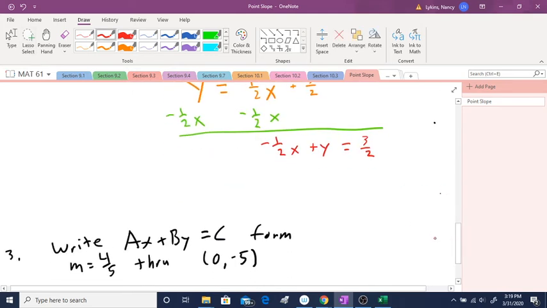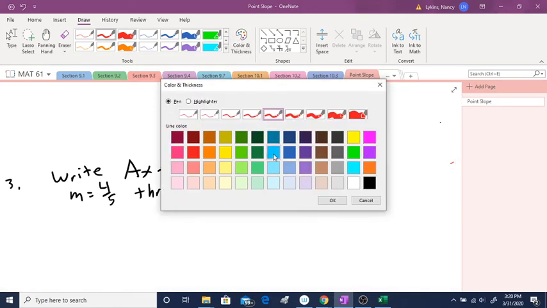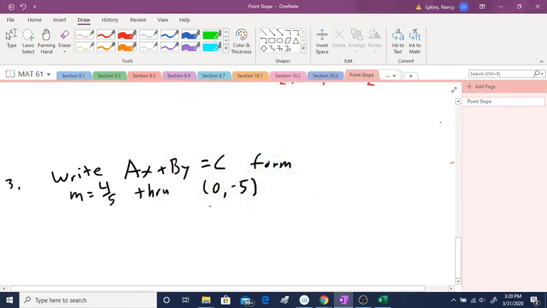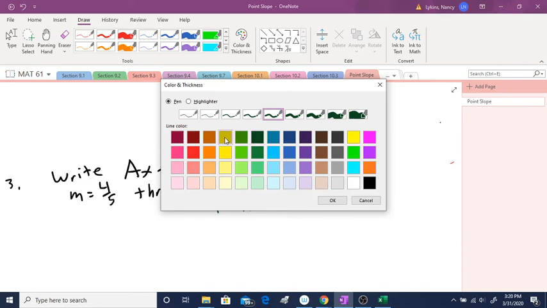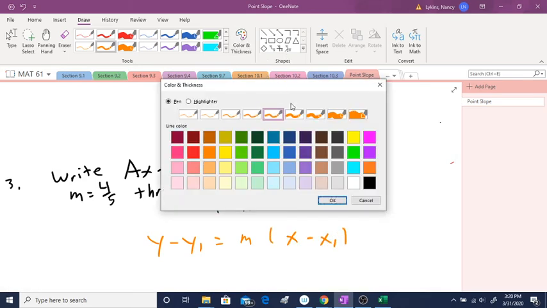Finally, still going to put it in this format. My slope is 4/5. It runs through the point (0, -5). First of all, I'm going to say x1 is 0, y1 is -5. I'm going to go to my equation, y minus y1 equals m times x minus x1. Now we'll just fill in the blanks.